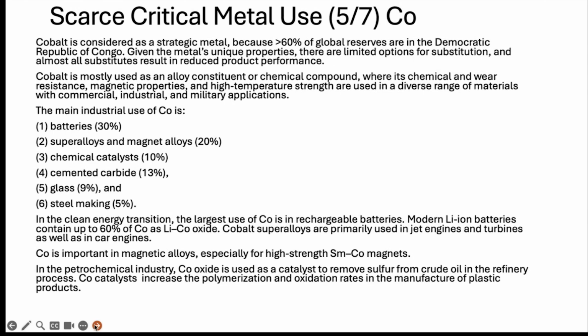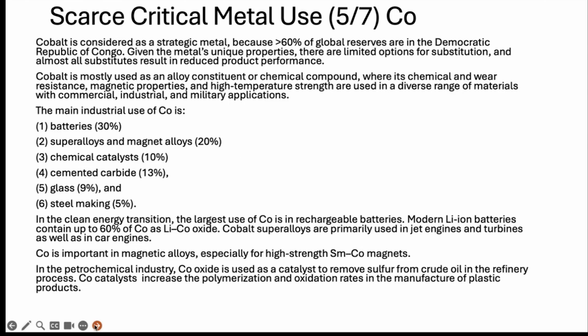Cobalt, scarce critical metal number 5. It's a strategic metal because more than 60% of the global reserves are in the Democratic Republic of Congo. We've talked about that, the problem there. It's a metal that has unique properties, so there's limited options for substitution. And almost all of these substitutes result in reduced product performance. And it's mostly used in an alloy constituent or chemical compound.